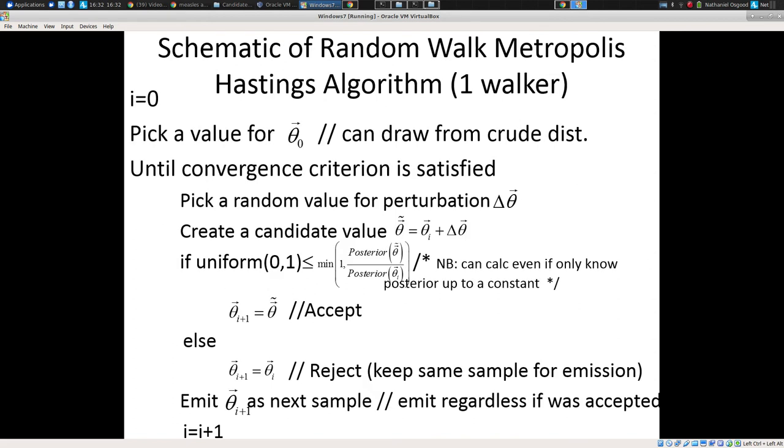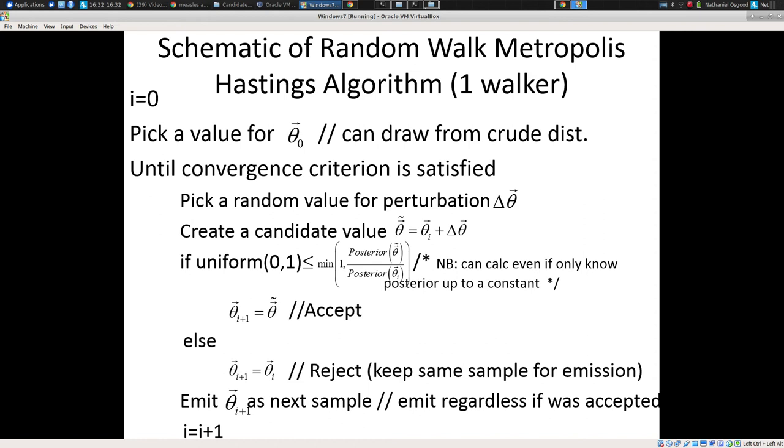So here, this is something called the random walk Metropolis-Hastings algorithm. This is the most common algorithm like that. Here we pick some initial value that is going to give us a non-zero posterior. And then we basically are going to loop. We're going to pick a value for a perturbation, a little delta, which will be a variation on this. We create a candidate, which is the current value plus that variation.